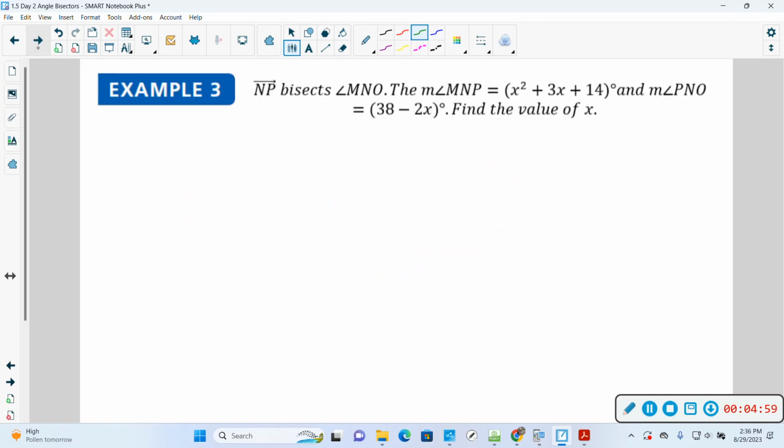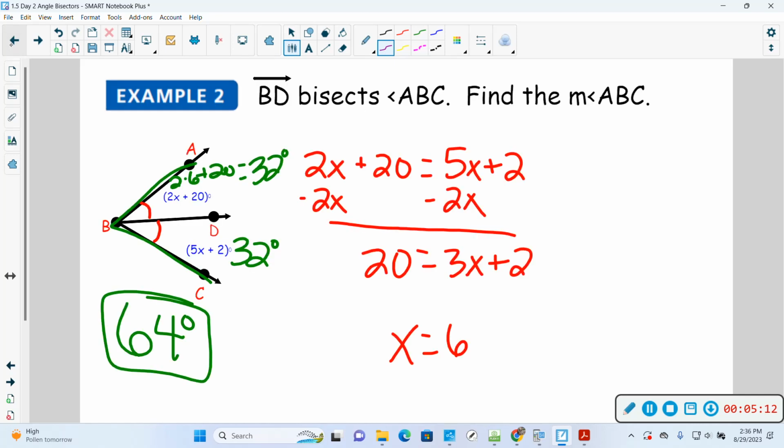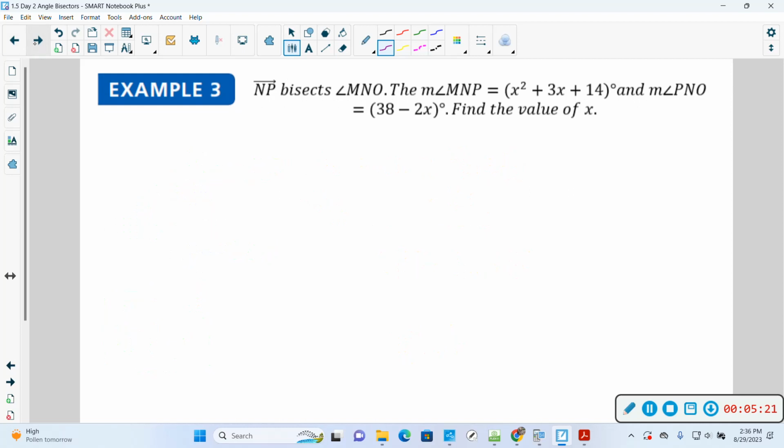Okay, we get to draw a picture. So fun. So write NP bisects angle MNO, and then it gives you some information, find the value of x. Now, even on your homework, the very beginning of the homework today, it's going to tell you to draw a picture. I'm going to draw a picture for this last problem, and really I'm going to kind of steal this picture. I'm going to set it up the same way so it looks similar, just to make my life easy.